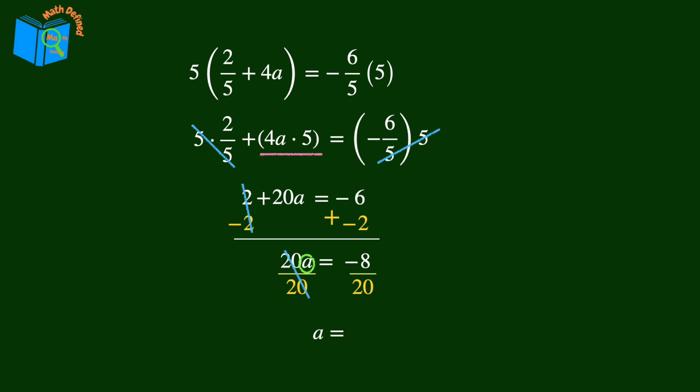And on the right side, we simplify by dividing the numerator and the denominator by the shared factor of 4. Negative 8 divided by 4 is negative 2, and 20 divided by 4 is 5. So just like in the first method, a equals negative 2/5. And there you have it. By eliminating the fractions first, we made this equation much easier to solve.